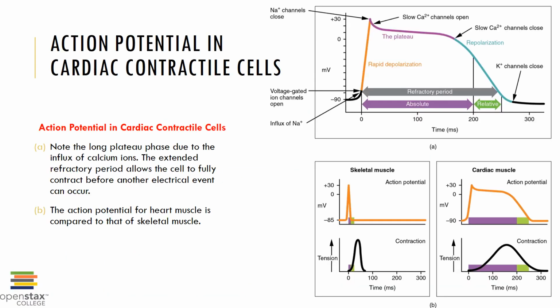Here you can see the action potential in the cardiac contractile cells. And what is also demonstrated is the long plateau phase, which leads to the extended refractory period, allowing the cells to fully contract before another electrical event can occur. This prevents tetanus or tetany from happening within heart muscle tissue.